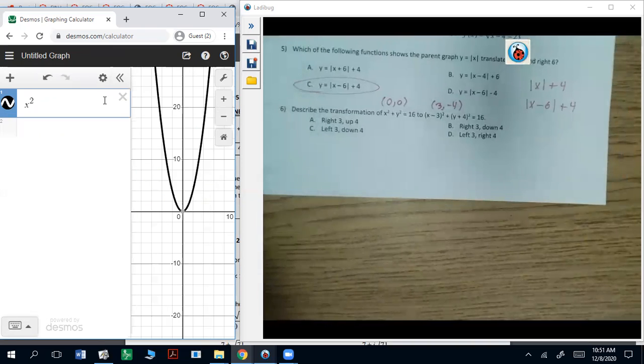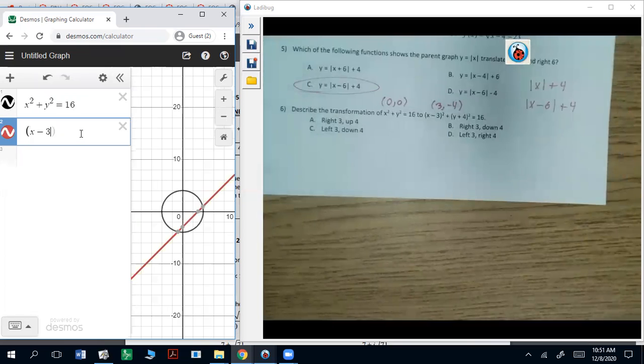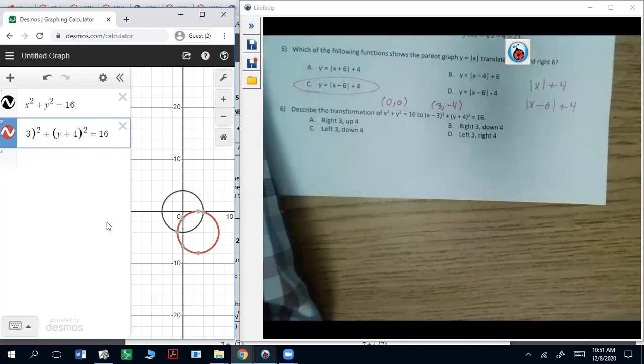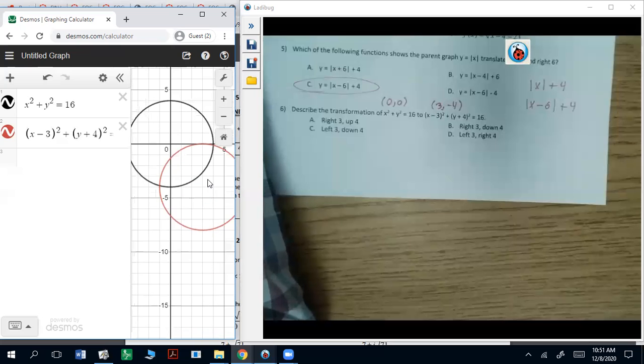x squared plus y squared equals 16. Remember that radius is 4. And then x minus 3 squared plus y plus 4 squared equals 16. And so you can see it went right and down. So right 3 and down 4. We can zoom in on that center if you want. That center should be 3, negative 4. So right 3, down 4.